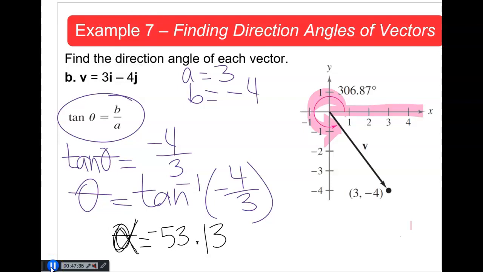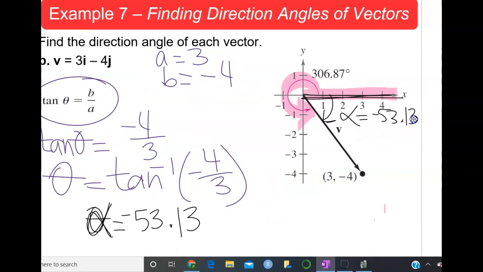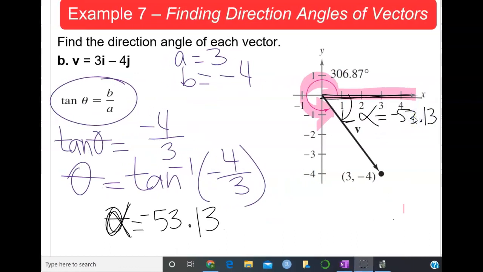So let's call that angle alpha. So that will go from here to here because it's negative in the counterclockwise direction. So that angle is equal to negative 53.13. So to find the angle that we're looking for, the direction angle, and remember it has to be positive, so we cannot use that as an answer, the one that we got from the calculator.